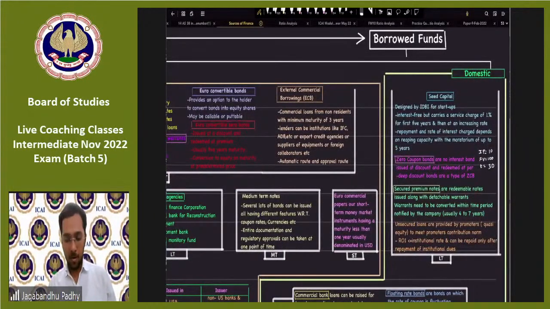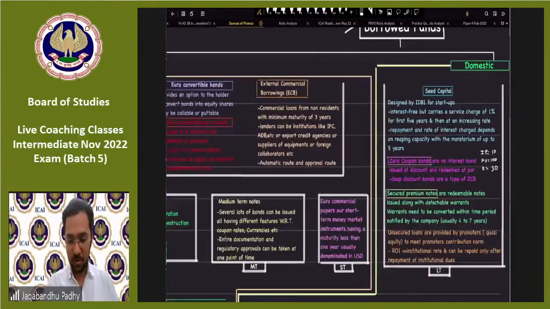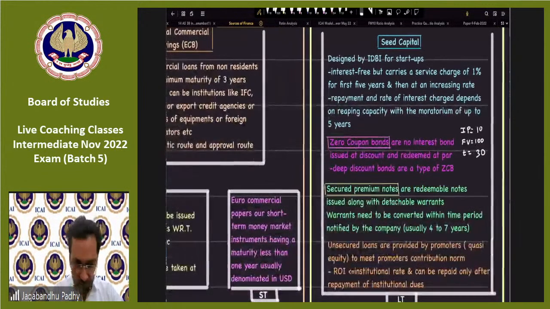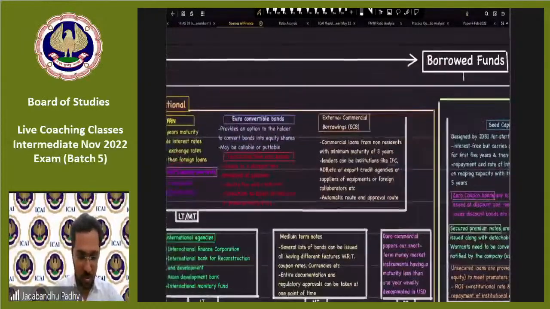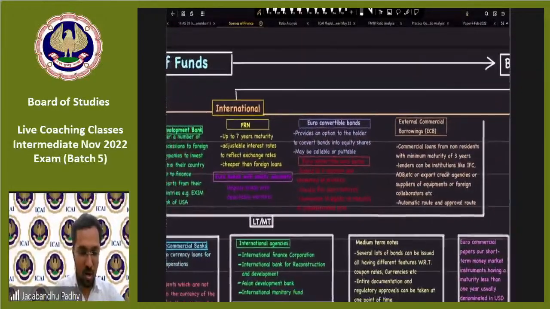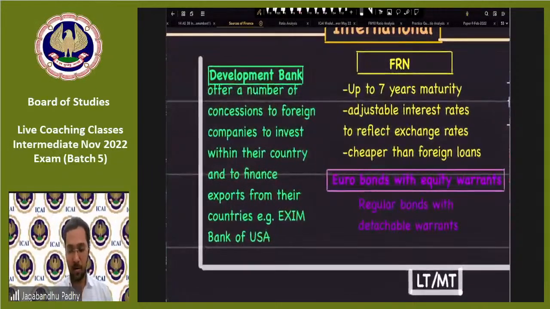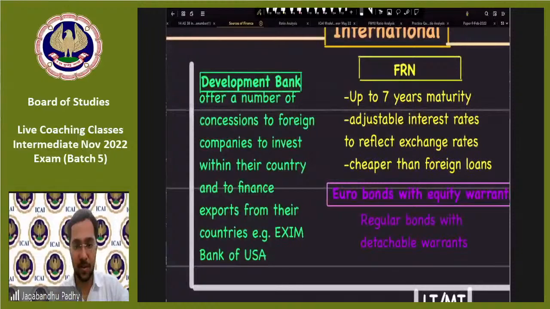Okay. So in borrowed funds, we have discussed seed capital. We have seen what is zero coupon bond, what is secured premium notes, and then unsecured loans which are provided by the promoters, which is basically the quasi equity. Correct. Now let's go for some international sources of funds. That is, at global level, how we can raise the funds.